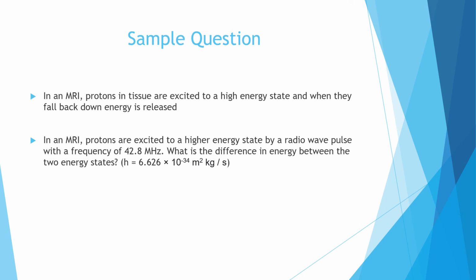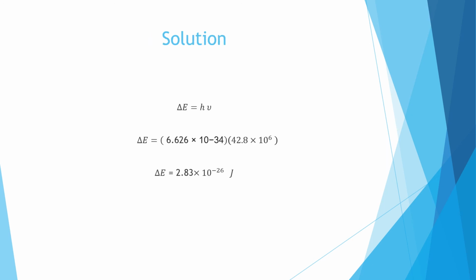In an MRI, protons are excited to a higher energy state by a radio wave pulse with a frequency of 42.8 megahertz. What is the difference in energy between the two energy states? Pause the video and see if you can figure it out.